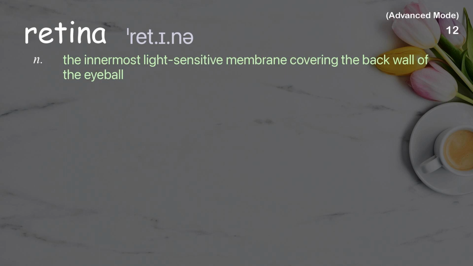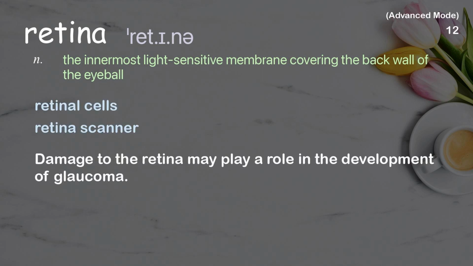Retina. The innermost light-sensitive membrane covering the back wall of the eyeball. Examples: Retinal cells. Retina scanner. Damage to the retina may play a role in the development of glaucoma.